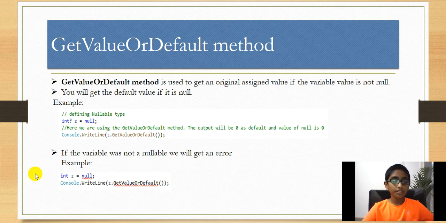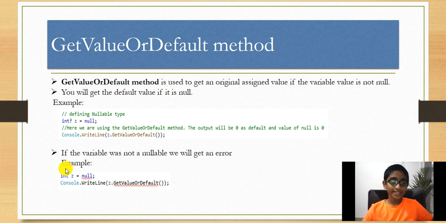So let's look at an example. Here I'm declaring an integer that is non-nullable, z, and assigning that the value of null. After that, I'm writing on the console z.GetValueOrDefault. So you can see that there is an error, where we are assigning the null value to the integer and while we are calling z.GetValueOrDefault. So this has proven that the GetValueOrDefault method only works with nullable types.